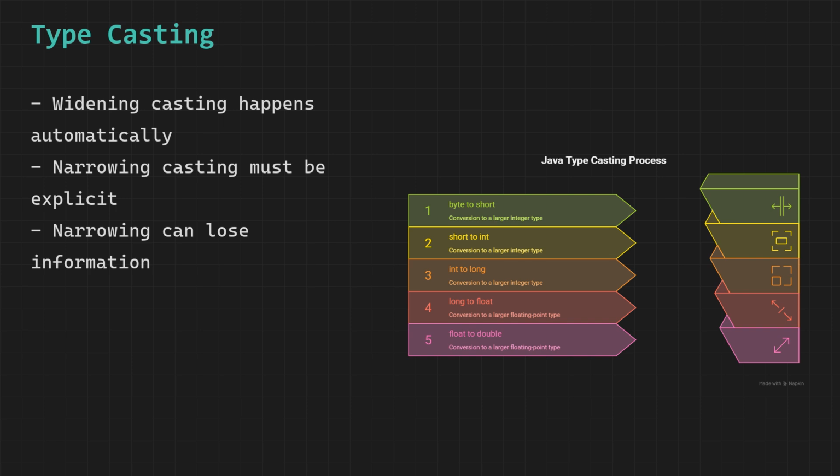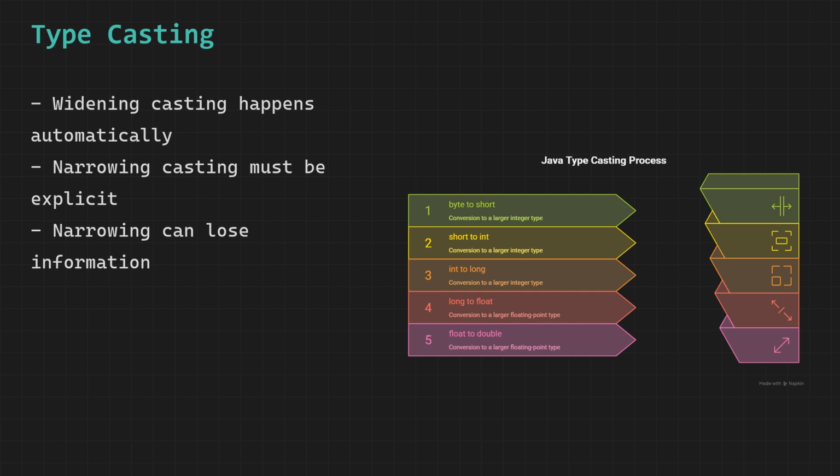When you assign a byte value to an int variable, Java does this conversion automatically without any special syntax, because there's no risk of losing data. A smaller container's value always fits perfectly into a larger container. This is called widening casting or implicit casting. For example, int x = 100; long y = x; Java widens x automatically.